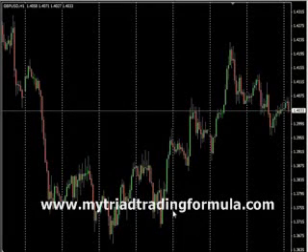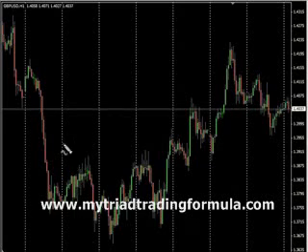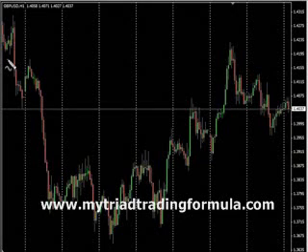I'd like to take a look at this chart in front of you and talk about what the market actually does. How does the market actually move? Well, as you can see, we are on the pound US dollar on the hour time frame. It really doesn't matter what time frame you're on, you're going to find this to be true regardless.